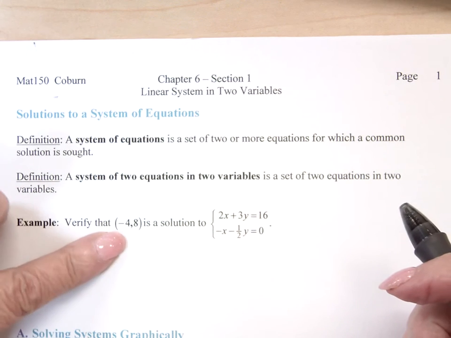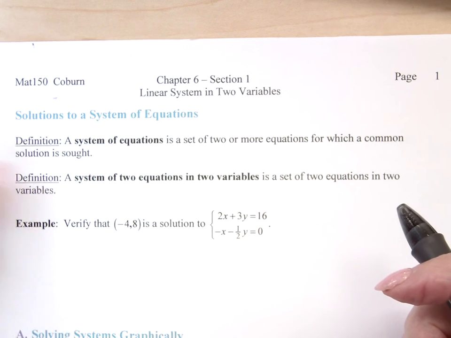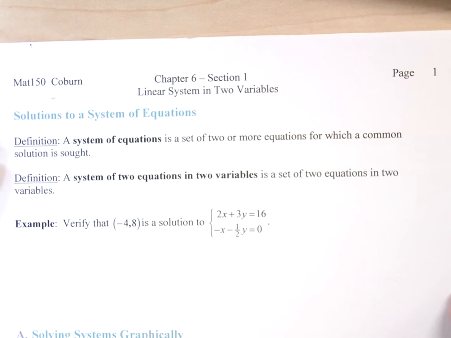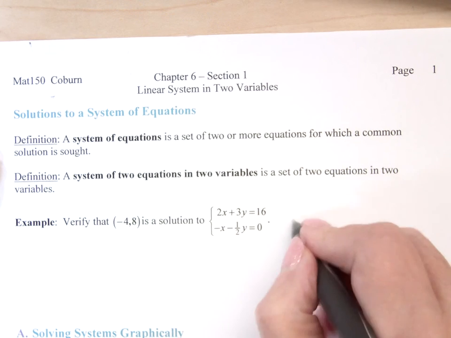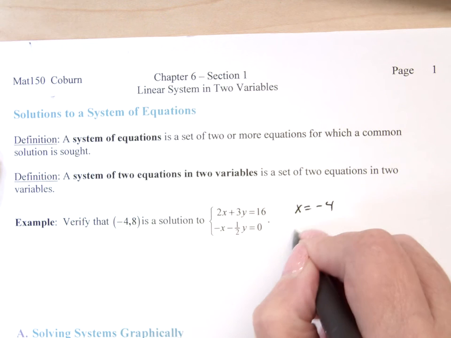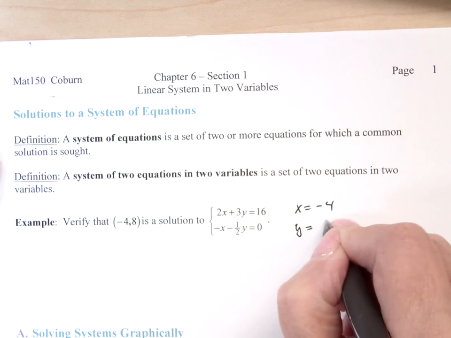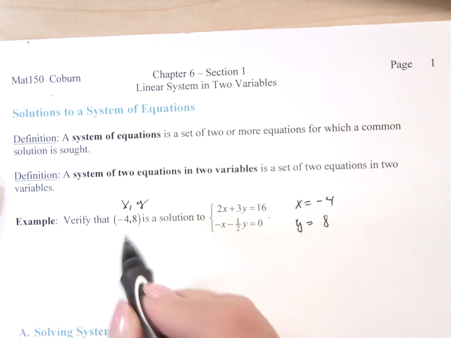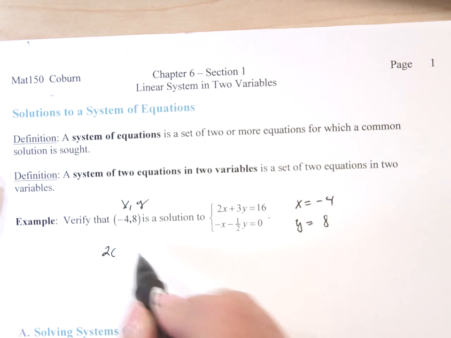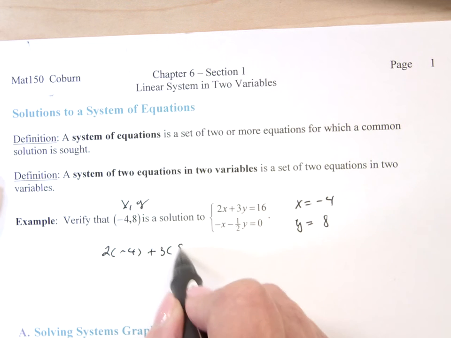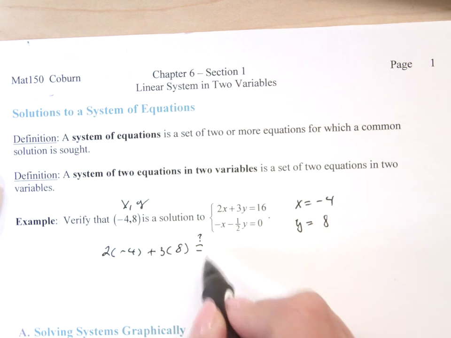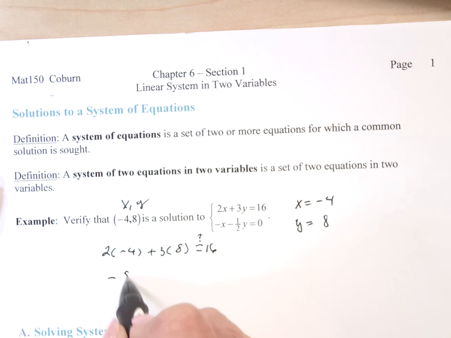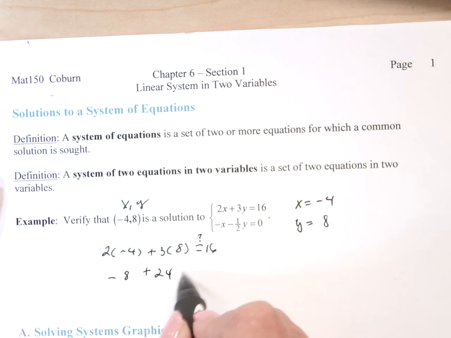It says verify that the coordinate point (-4, 8) is a solution. That's easy enough. This says that x equals -4 and y equals 8 as your coordinate point, x comma y. And you just plug and chug. Is it true that 2 times x, which is -4, plus 3 times y, which is 8, is equal to 16? So -8 plus 24 is indeed 16, and it checks.